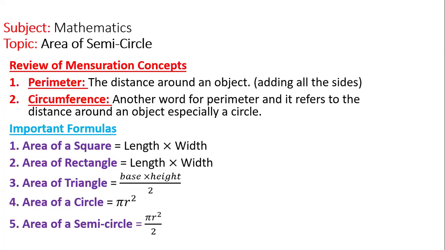Now, when we say circumference of a circle, what is that? Another word for perimeter, right? So the circumference is another word for perimeter, and it means that we want the perimeter or the distance around a circle, all right? So we want the circumference of a circle.